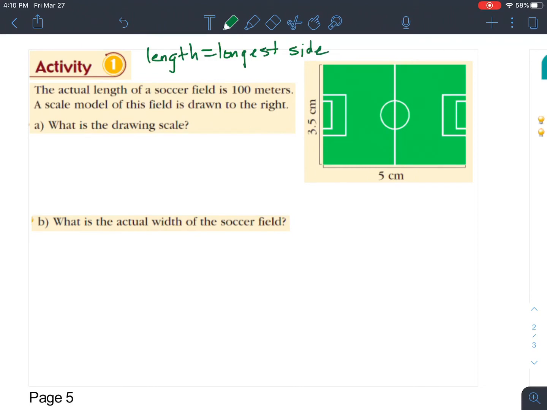Okay, now that you have tried this, so we're asked for the drawing scale, and I told you that the length is the longest side. So the longest side is clearly the 5 centimeters. That's also where the 100 meters is going to go. So we're going to set this up then, and I'm going to put 5 centimeters to 100 meters.